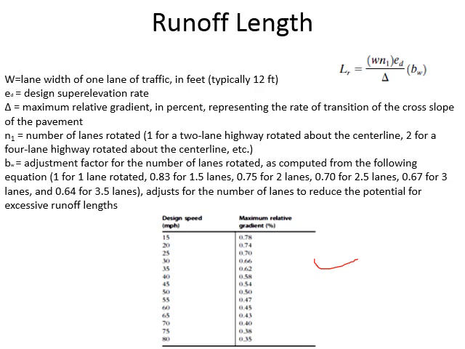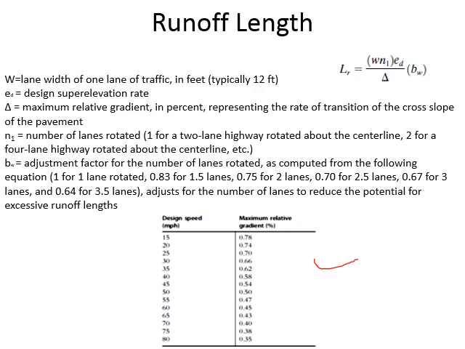So I showed you in the previous slides, the slope was not changed for all the lanes. The slope was changed for some of the lanes because some of the lanes may already have a slope which we require as superelevation. So we don't need to change the slope of those lanes. So number of lanes rotated means the number of lanes for which you are changing the cross slope. Normally we change it from the center line. So if it's a 2-lane highway, then the number of lanes will be 1. If it's a 4-lane highway, it will be 2, and so on.